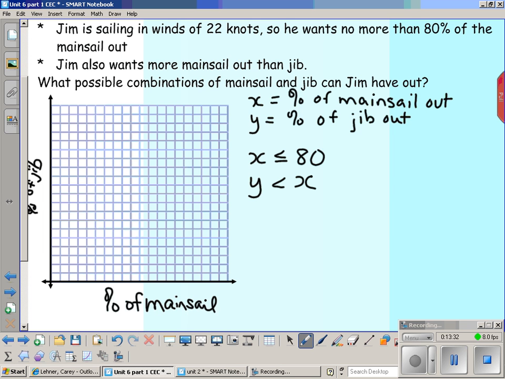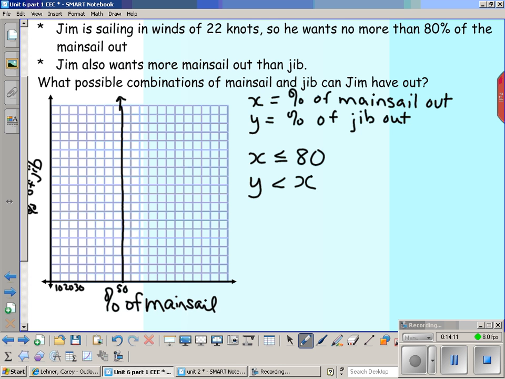X is less than or equal to 80. This is a vertical line. There is no Y. So what we can do is, if we go up by 10s each time, so 10, 20, 30, etc., 40, 50, 60, 70, here's our 80. So we have a vertical line at this value. Is it going to be a solid line or a dashed line? Because of that equal sign, it is going to be a solid line. So there is your percentage.